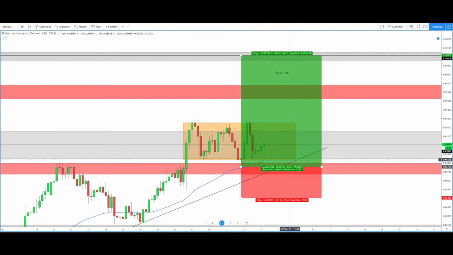So if you have taken this trade, very good entry point, enjoy the profit. If you haven't taken this trade, don't worry, guys, we have other opportunities in the next days, and look carefully at the price action around 0.6875.